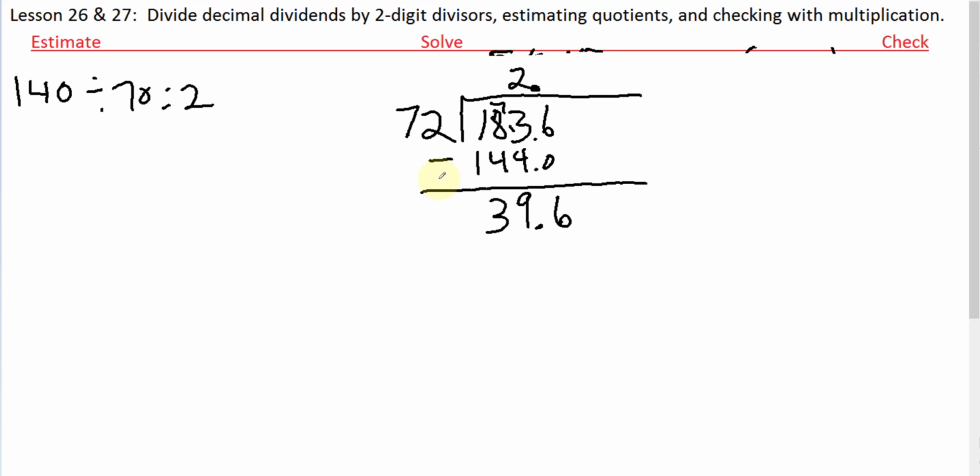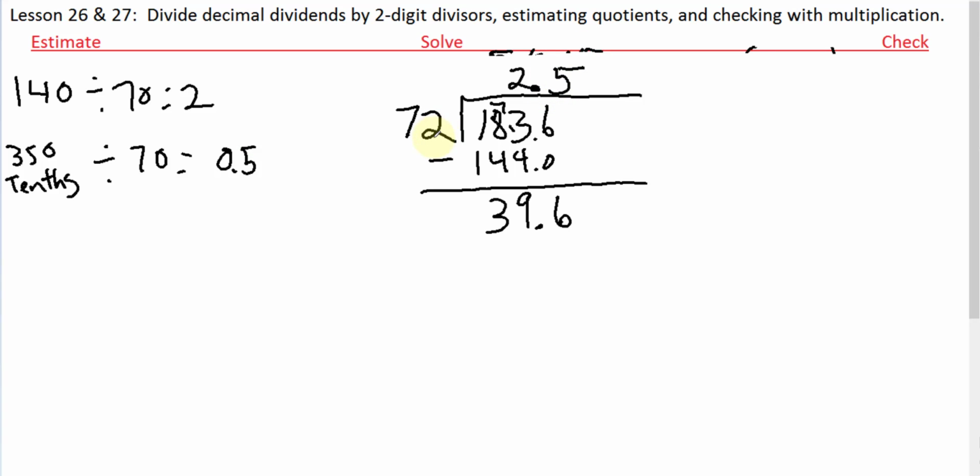Well, 39 we can't comfortably divide by 72, so we're going to rename 39 and 6/10 as 396 tenths. So that is what we're working with at this time, that renamed 396 tenths. And so we're going to go ahead and estimate again. A multiple of 70 near 396 tenths is going to be 350 tenths. 350 tenths divided by 70 is going to give me 5 tenths. So our next part is 5 tenths.